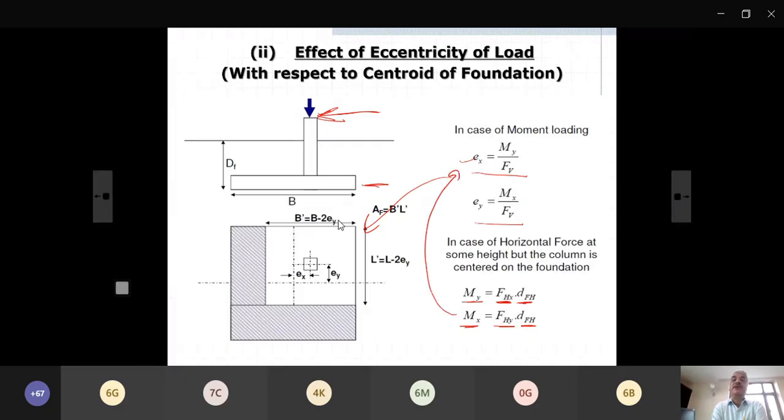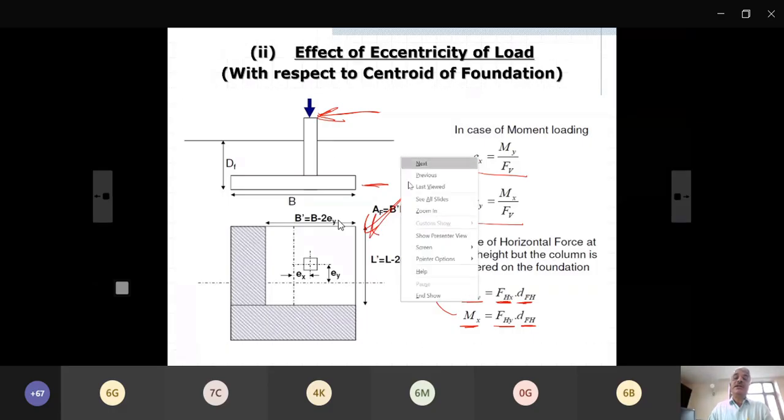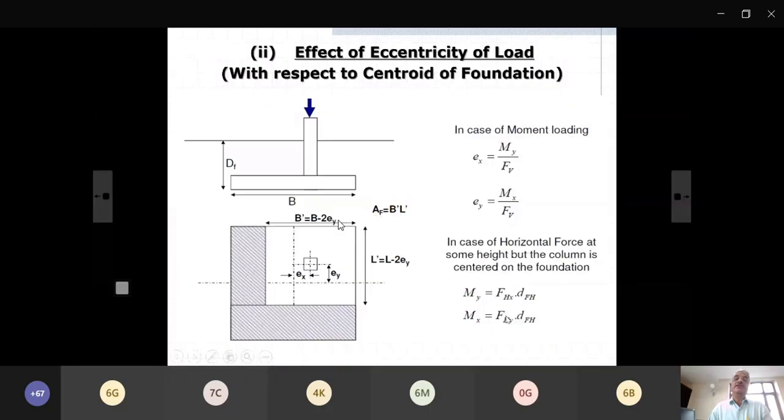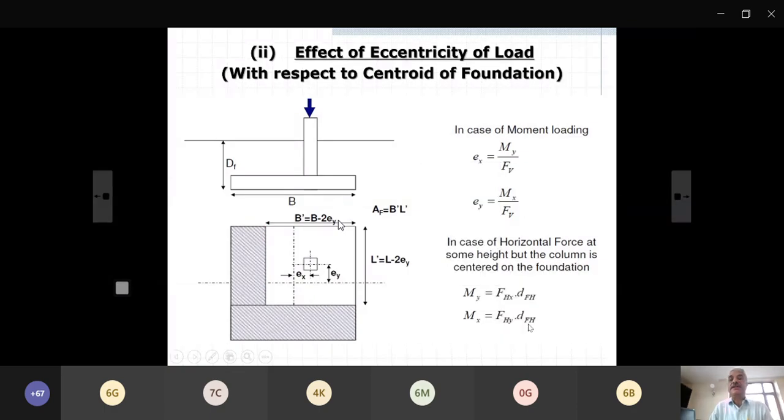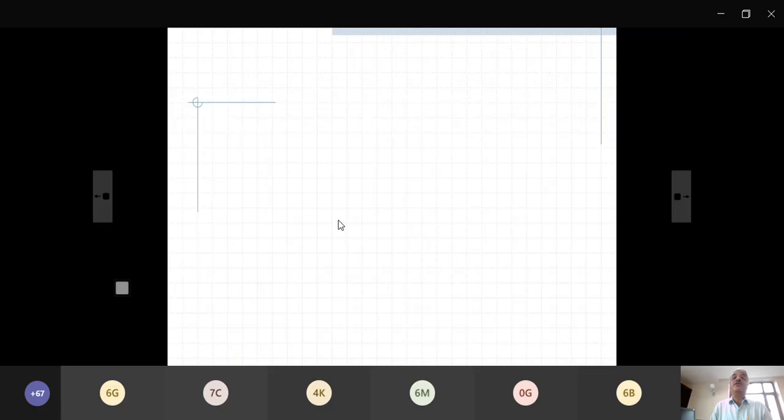From this you calculate ex and ey, and from ex and ey you calculate the effective area of the base of your footing where your load is getting transferred, and consider this much area only. So this is how you take into account the effect of eccentricity of the load when loads are not centric. This was for c-phi soil.